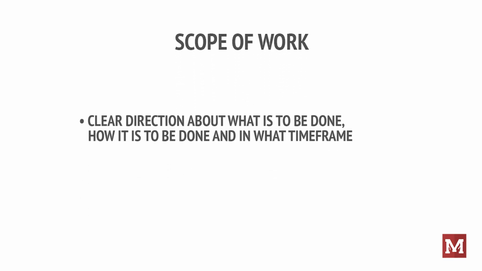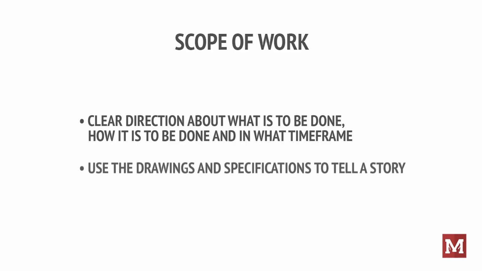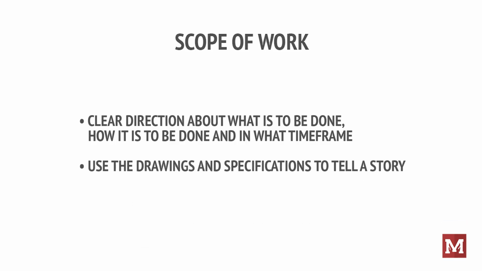In this segment, we talked all about scope of work, what it is, how to define it, and why it's important. The scope of work is clear direction about what is to be done, how it is to be done, and in what time frame. The drawings and specifications are instructions to the contractor to tell a story about their part in the project. They remove ambiguity and provide clear guidelines. Unclear scope leads to RFIs, change orders, finger pointing, and a lot of wasted time.